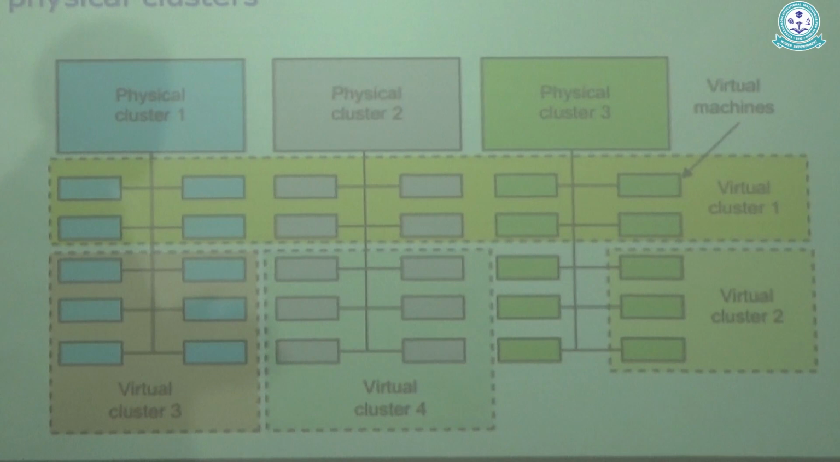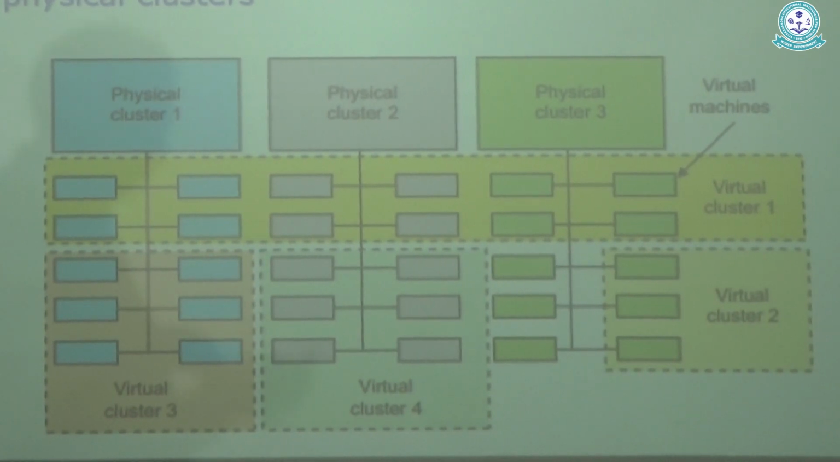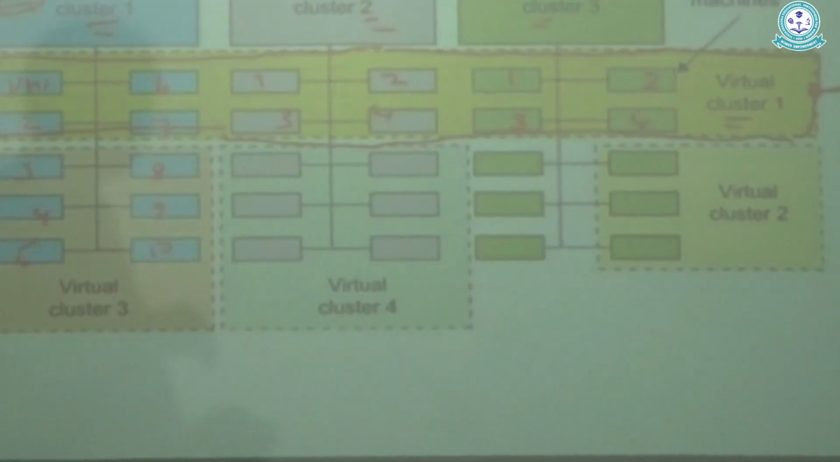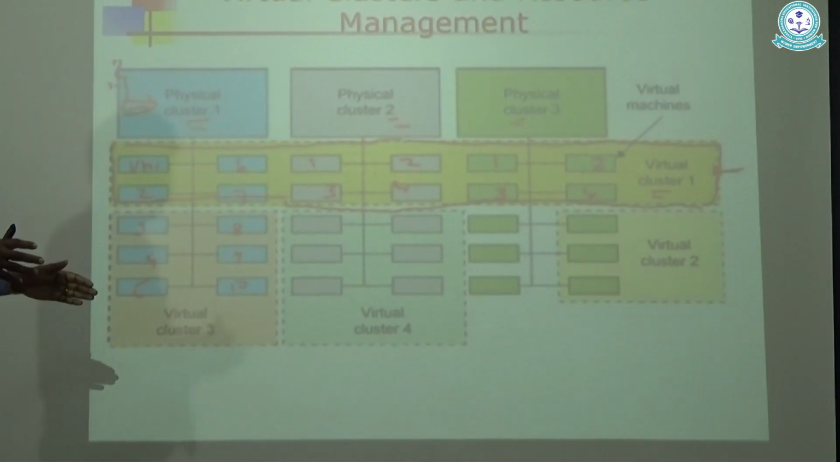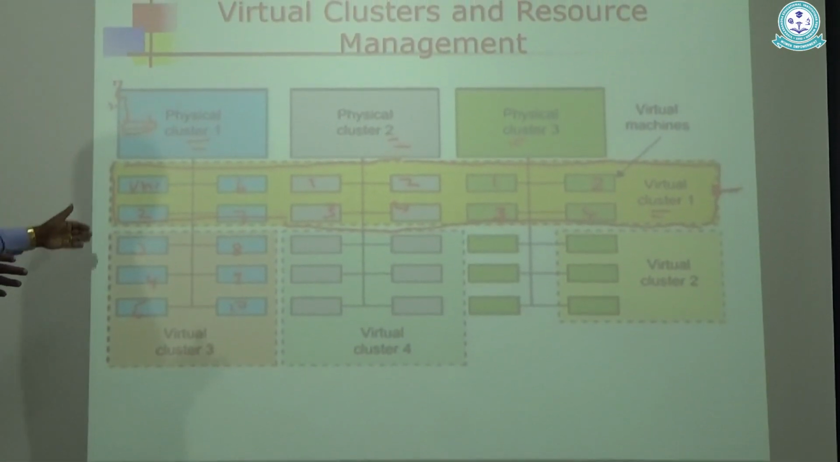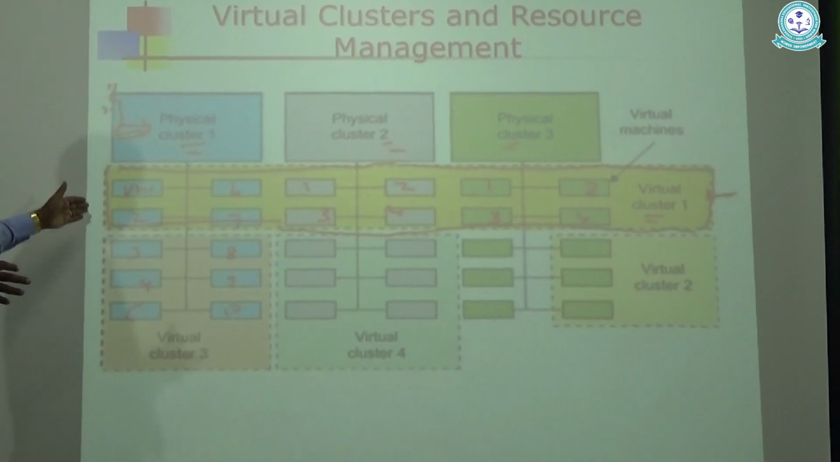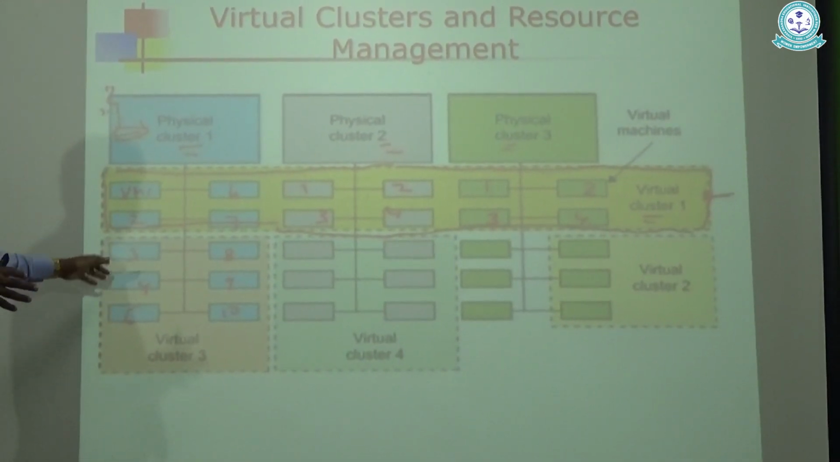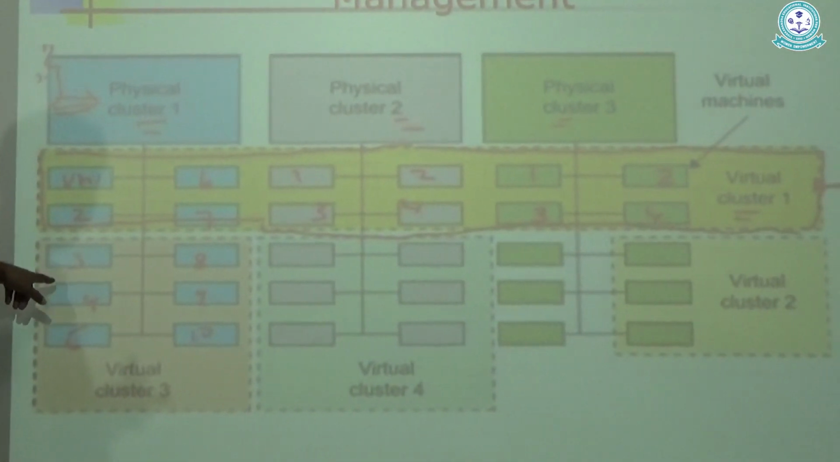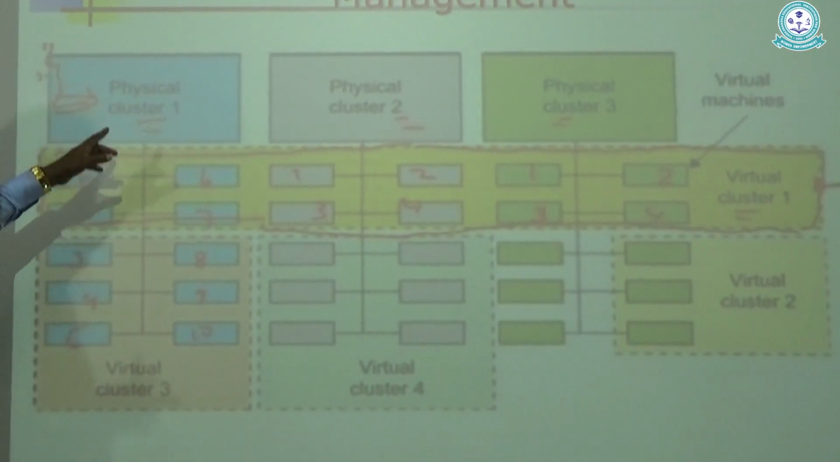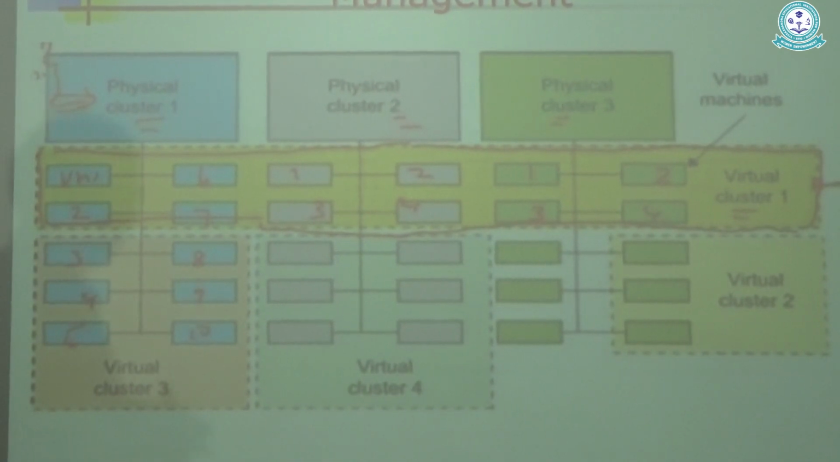Likewise, virtual cluster 4, we have 6 virtual machines logically interconnected. This is what is given here. That is, the physical cluster 1 consists of 10 virtual machines. Virtual machine 1, virtual machine 2, virtual machine 3, virtual machine 4, etc., up to 10 virtual machines. That can be logically grouped into 2 or more virtual clusters, that is different.